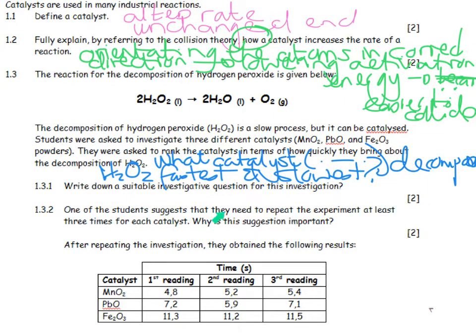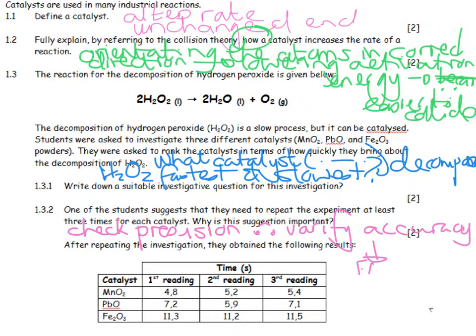One of the students suggests that they need to repeat the experiment at least 3 times for each catalyst. Why is this important? It is to check precision, because without a number of repeats you can't check precision. And if there's precision, therefore verify accuracy. And finally, that results in a fair test.